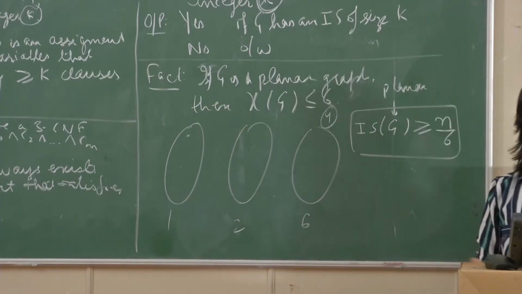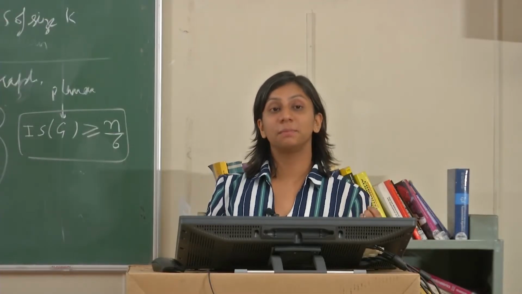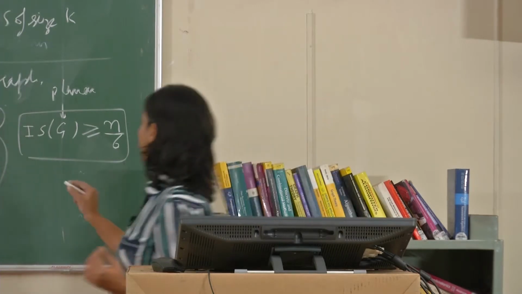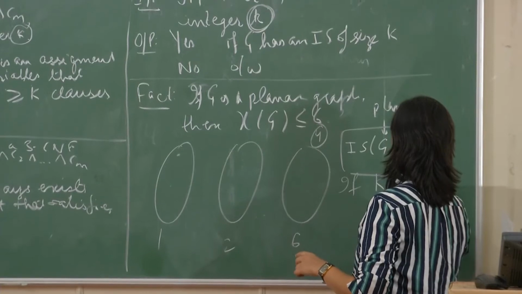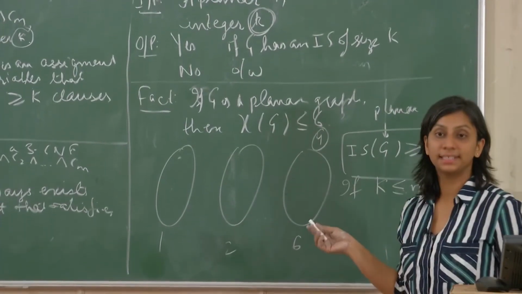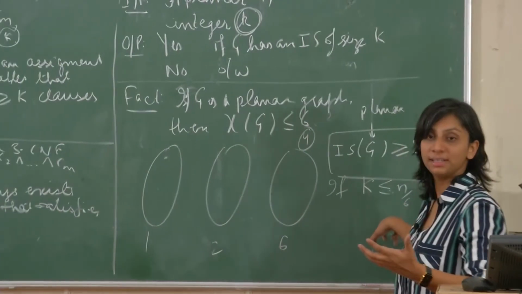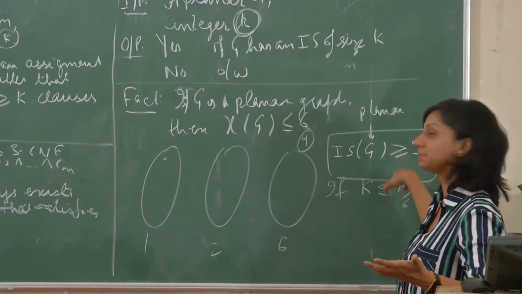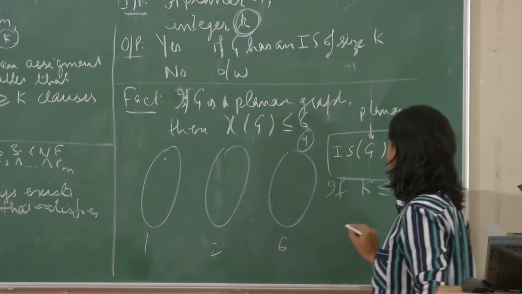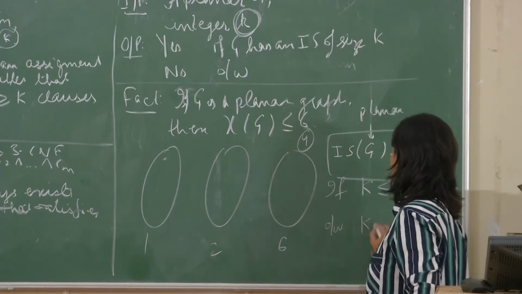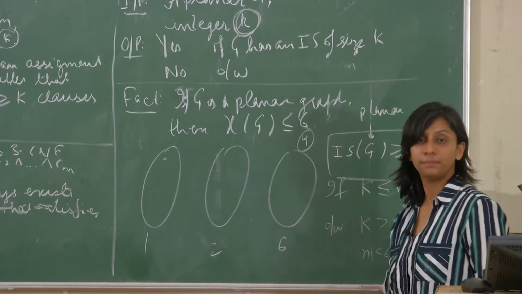Now this is basically an analogous observation, and after that we will use the same sort of strategy. What is less than n by 6? K. So if K is at most n by 6, if your goal is to come up with an independent set whose size is at most n by 6, then I know I can always give you an independent set of this size. So in this case I can always say yes. Otherwise, K is greater than n by 6, or n is at most 6K.